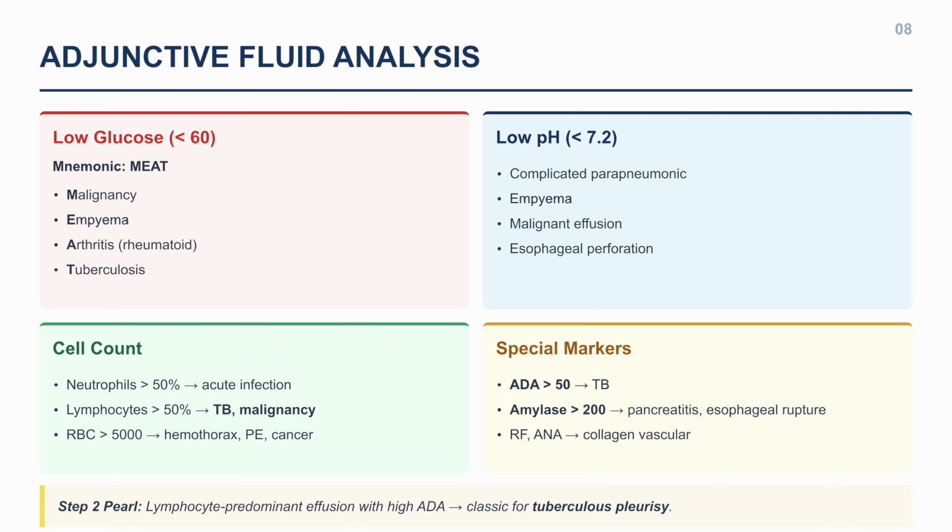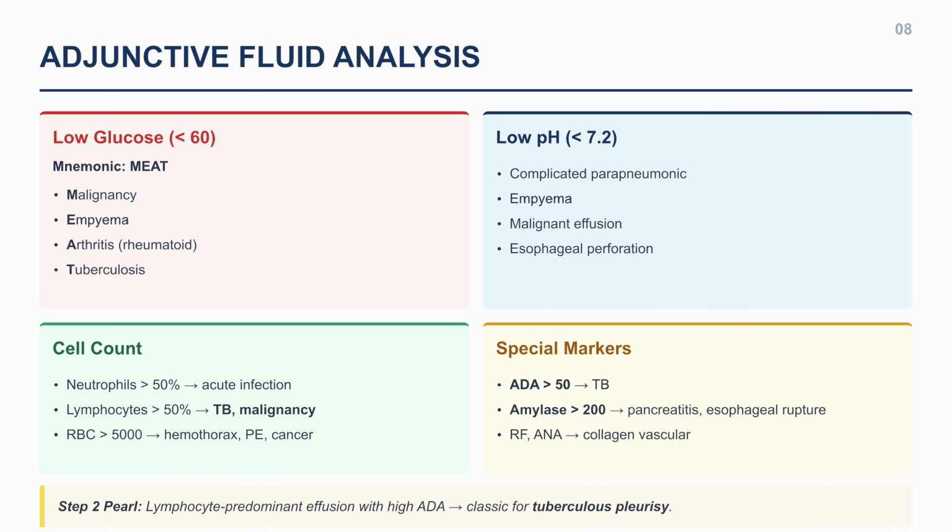Cell count differentials help. Neutrophil predominance greater than 50% suggests acute bacterial infection. Lymphocyte predominance greater than 50% suggests tuberculosis or malignancy. Red blood cells greater than 5,000 suggest pneumothorax, pulmonary embolism, or cancer. Special markers include adenosine deaminase, or ADA, greater than 50, which strongly suggests tuberculosis.